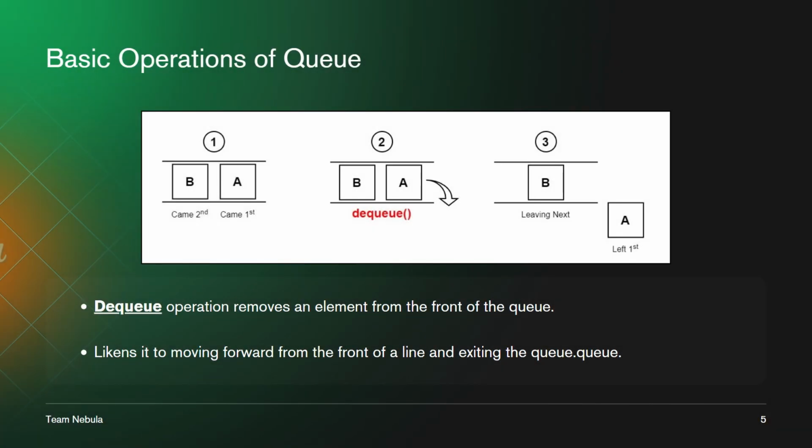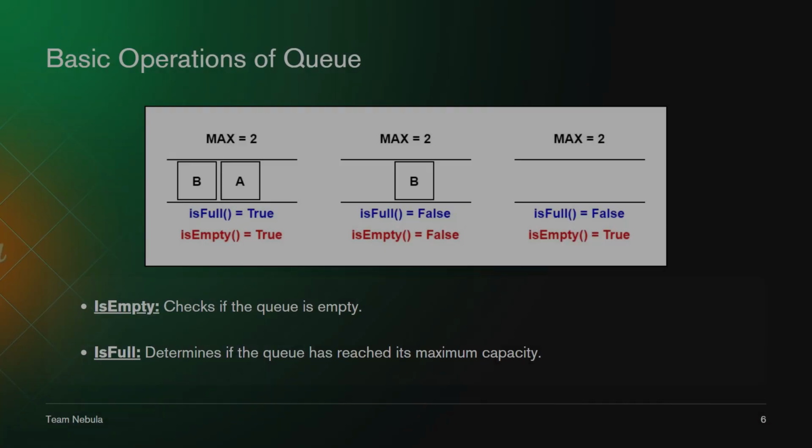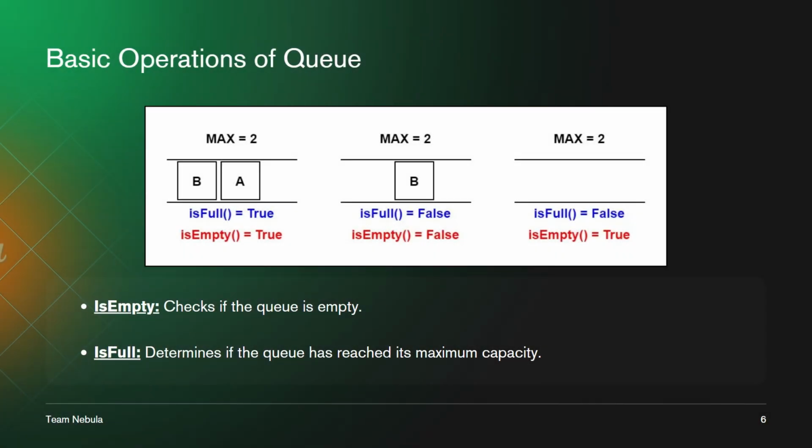Next, we have the dequeue operation. When we dequeue an element, we are removing it from the front of the queue. Picture yourself at the front of the line and it's your turn to move forward and exit the queue. To make our lives easier, we can check if the queue is empty or full using the isEmpty and isFull operations respectively. It's like looking at the queue to see if there are people waiting or if it's already at maximum capacity.